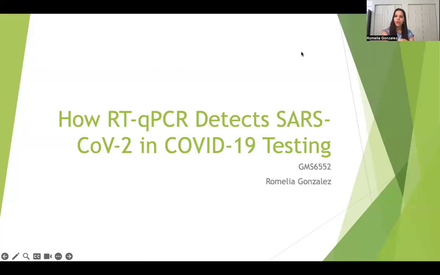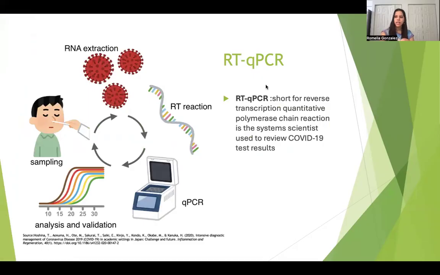Hi there. Have you ever wondered how that swab you took from your nose during a COVID-19 test tells you whether you're positive or negative? The answer lies in an incredible, powerful technique called RT-qPCR. It stands for Reverse Transcription Quantitative Polymerase Chain Reaction. I know the name may sound very long and difficult, but don't worry, I'll break it down step by step so you can understand how scientists use this process to get the test results.